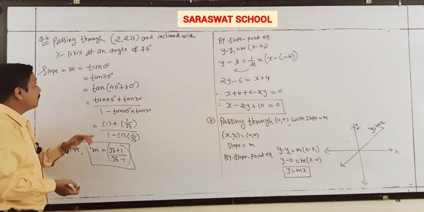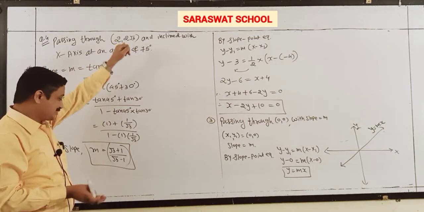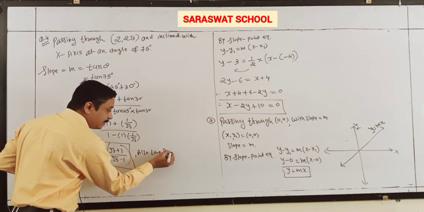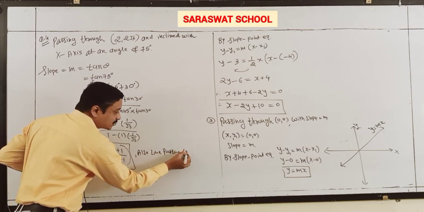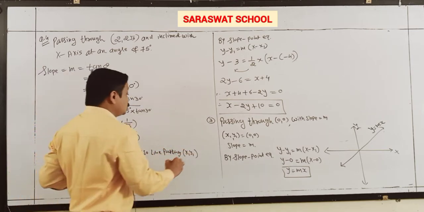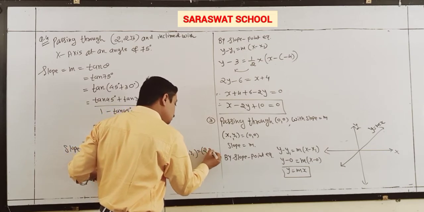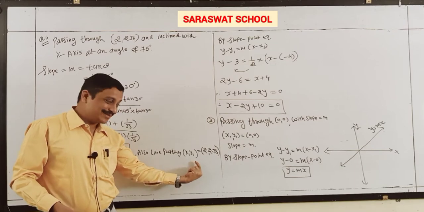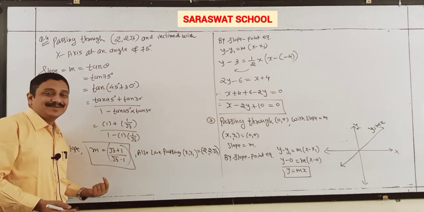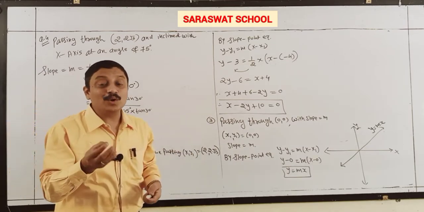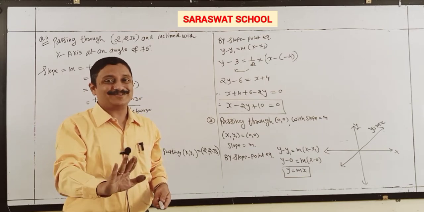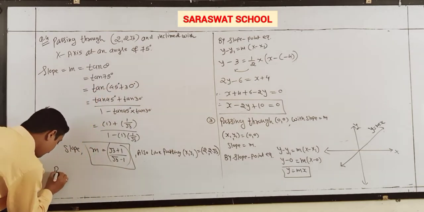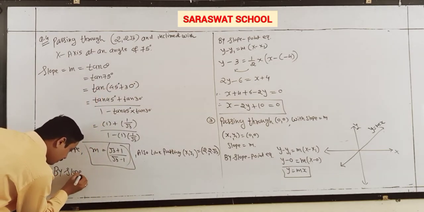Now check: passing through the known point (2, 2√3). So the line passes through the point x1, y1, which we know is (2, 2√3). Here we also have the slope. So the equation of the line by slope-point form: y minus y1 is equal to m times (x minus x1).